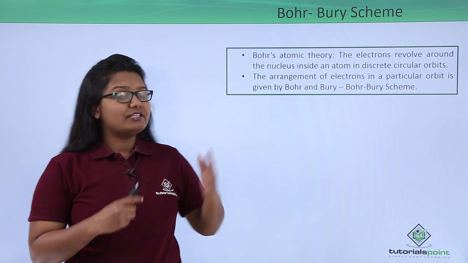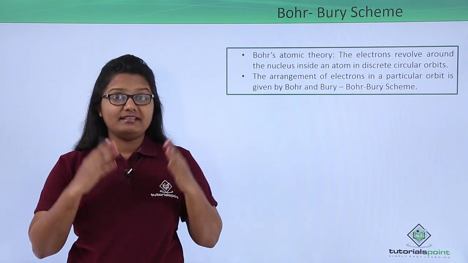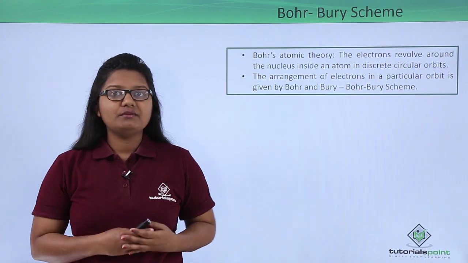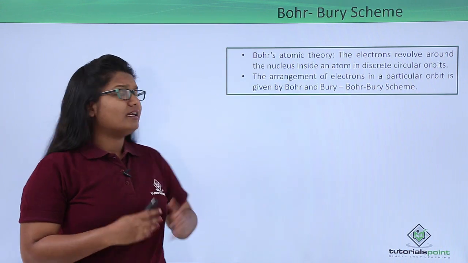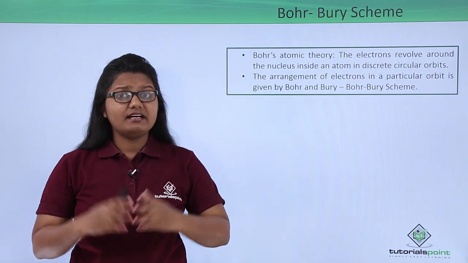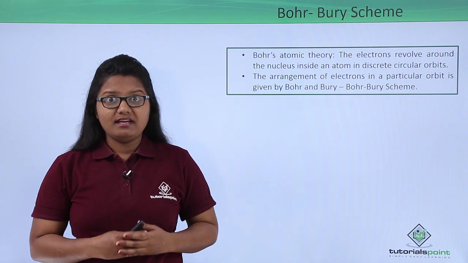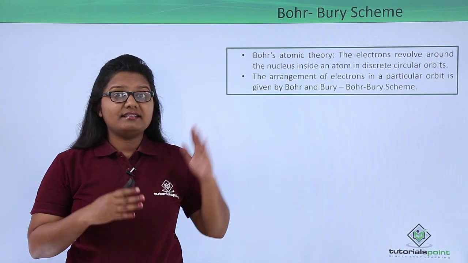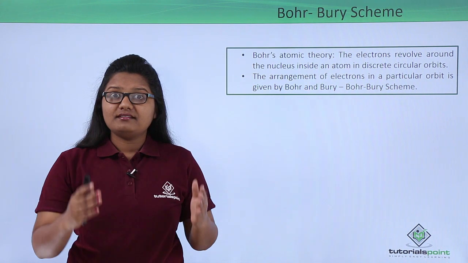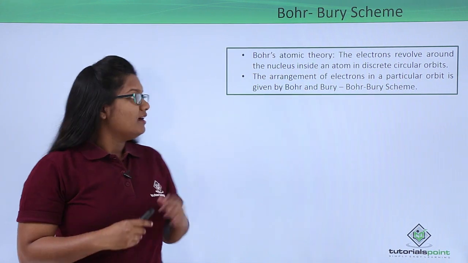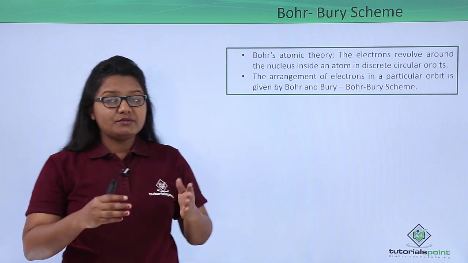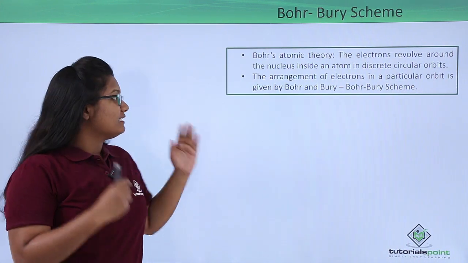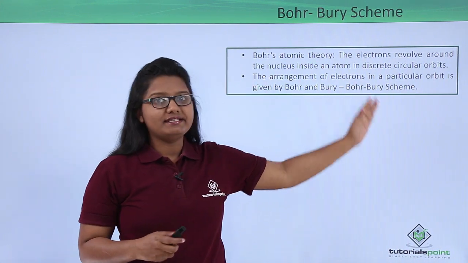Now, from Bohr's atomic theory, we know that the electrons revolve around the nucleus in certain circular discrete orbits. These electrons are not randomly arranged in the shells of an atom. There is a particular pattern that these electrons follow while getting into the shells of an atom. This pattern or arrangement of electrons in a particular shell of an atom is given by the Bohr-Bury scheme.